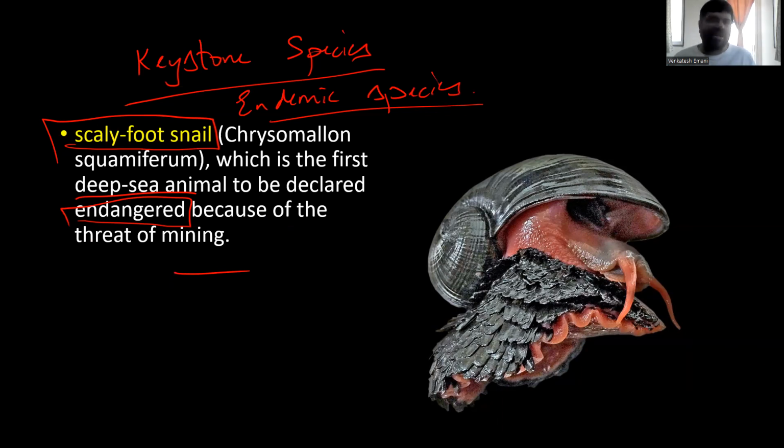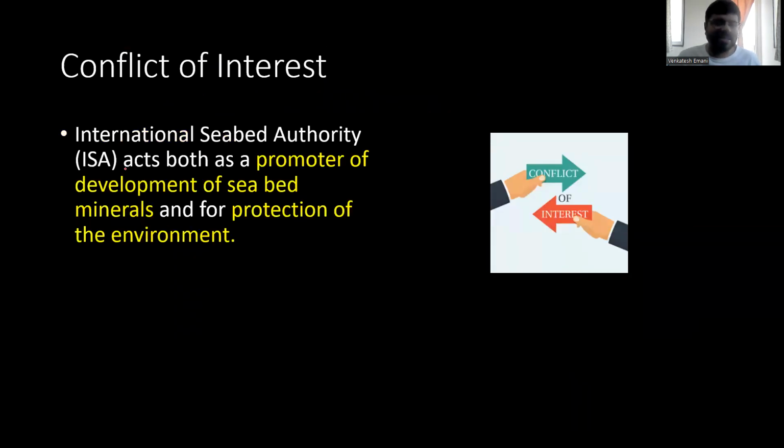So normally when we talk about snail, if I give you the options like say Amazon forest or the Western Ghats, you would assume that is the thing. No, it is the deep sea areas. And not just that, there is a conflict of interest as well.